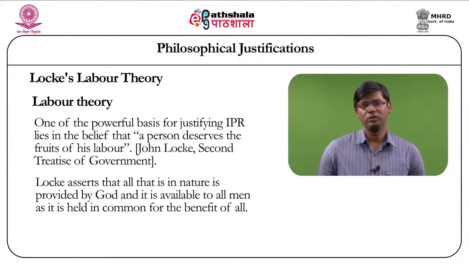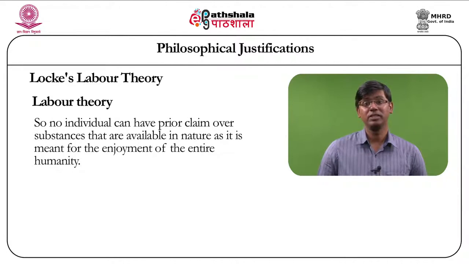Basically, to expand on what Locke believes, all that is available in nature is largely created by God, and this should not be monopolized or held as property by a particular individual. In fact, it should be allowed for everyone to enjoy what is actually given by God. So he says no individual can have prior claim over substances that are available in nature, as it is meant for the enjoyment of the entire humanity, right?